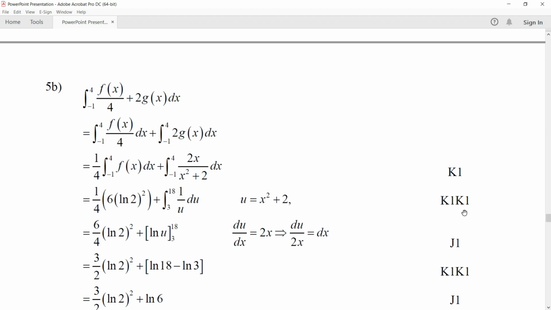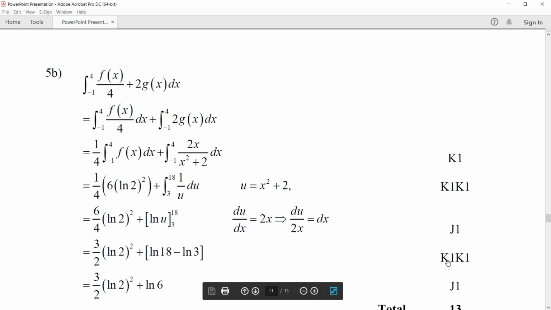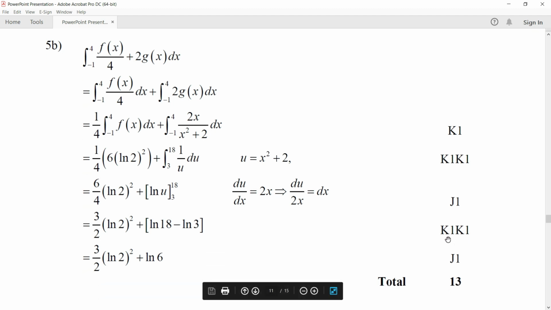Okay, so this K1 is for changing this one in terms of u. And then this J1 is for the answer for ln u. K1, you put for substituting the limits 3 and 18. Okay, J1 is the final answer.